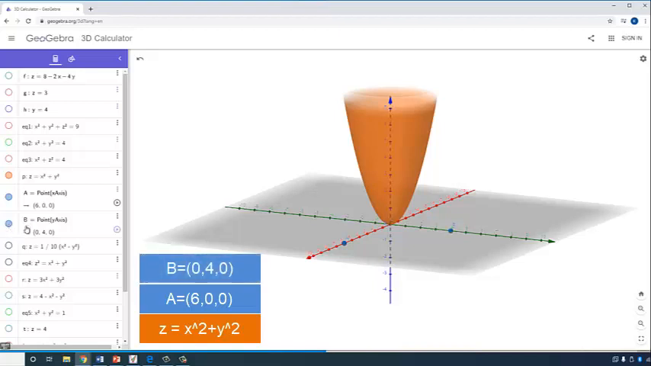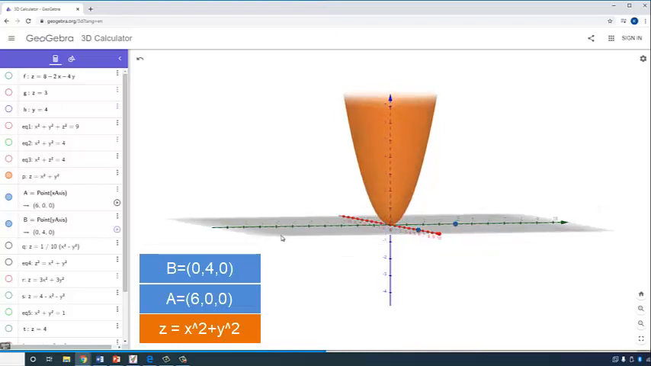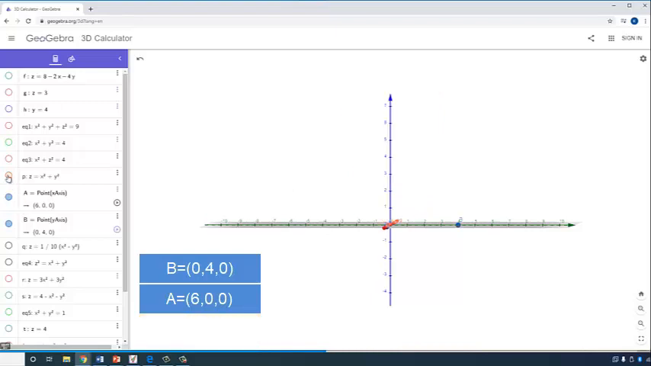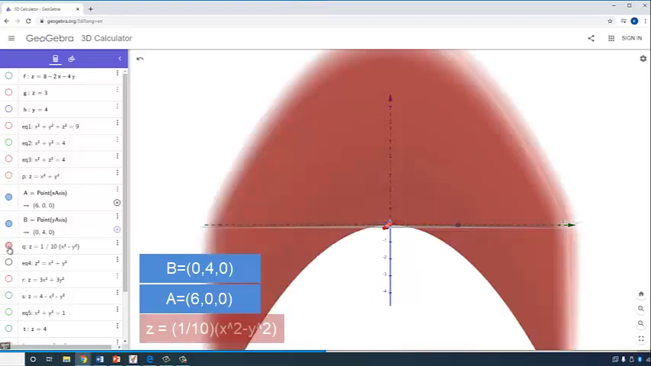Okay. All right, so now we can see in the xz plane that sure enough we have what looks like a parabola opening upward. And similarly, in the YZ plane, we also just have a parabola opening upward. Okay, we're going to compare that to our hyperbolic paraboloid.